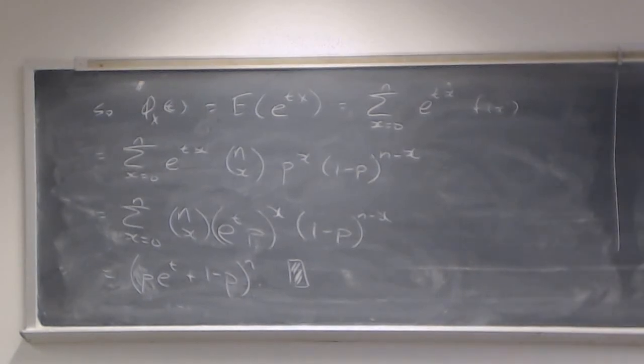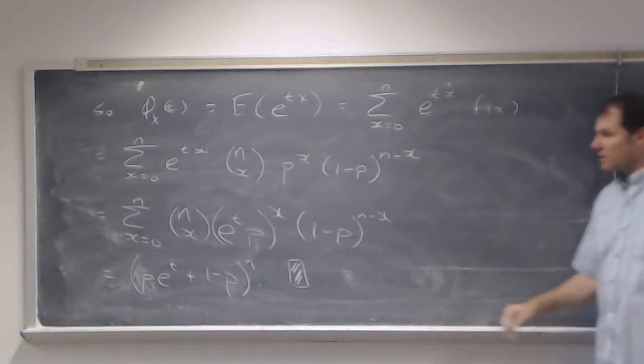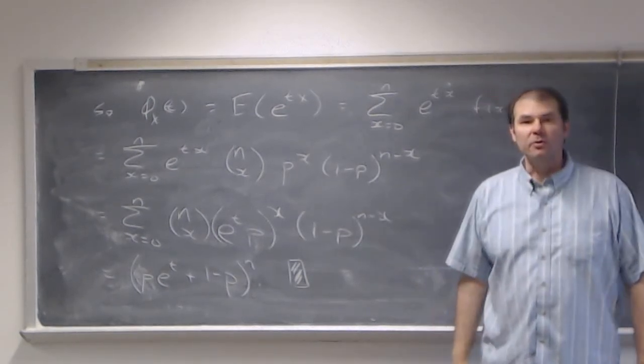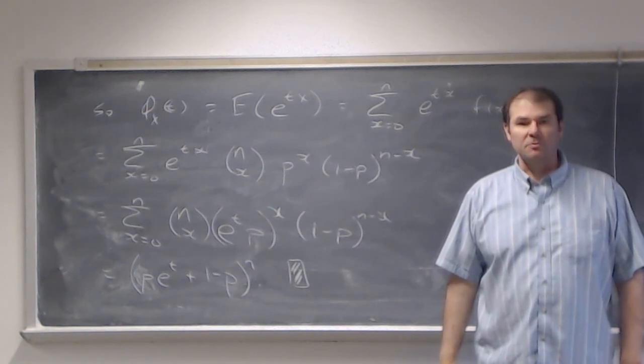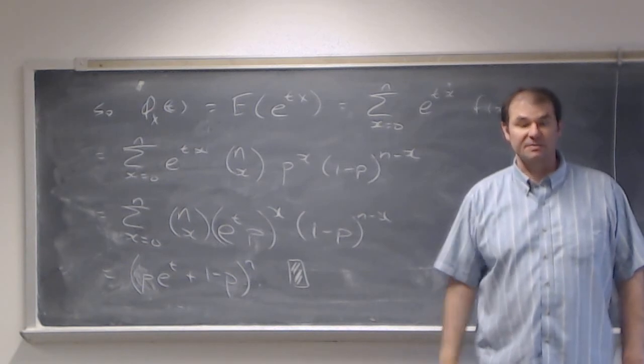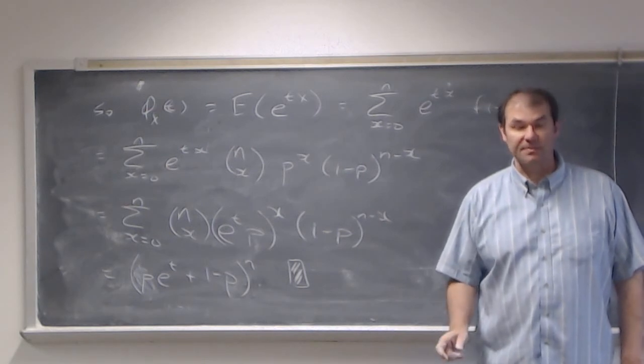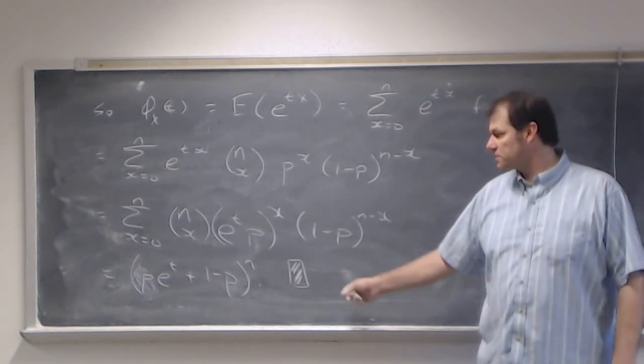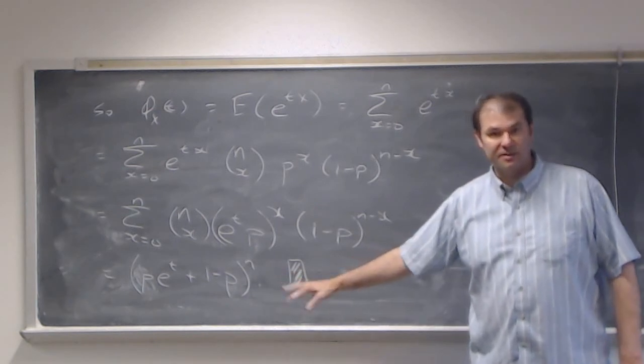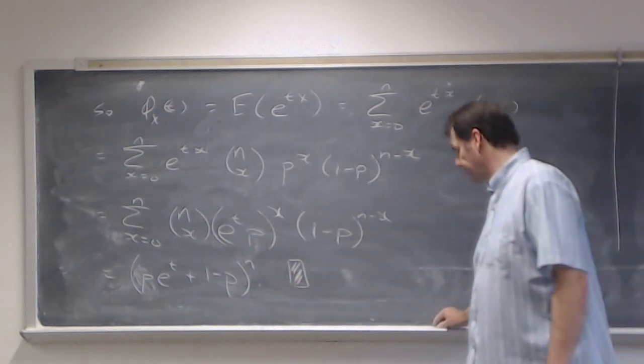Okay, let us verify what the expected value is and what the variance is. Look, I know what the expected value of a binomial random variable with parameters n and p is. It's n times p. I know what the variance is. It's n times p times 1 minus p. We're going to verify that using the moment generating function, taking its derivatives and evaluating at 0.